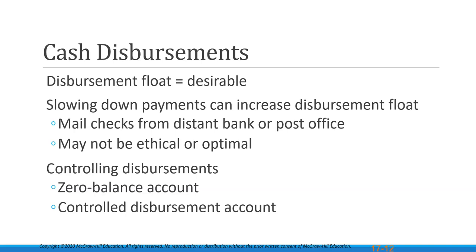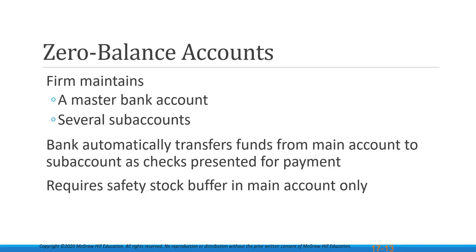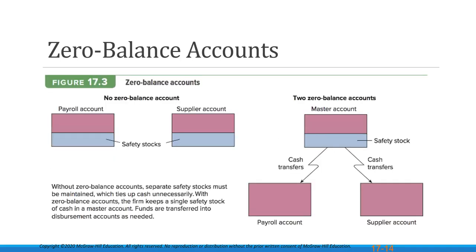Different ways that we can control disbursements are with zero balance accounts and controlled disbursement accounts. So zero balance accounts are where the firm maintains a master bank account and several sub-accounts. The bank transfers funds from the main account to the sub-account as things are presented for payment. So here's an example of that. We have a payroll account and a supplier account. We really don't keep very much money in there. We just keep a little bit of safety cash in there, a couple hundred dollars. And then when our payroll is processed, we find out what the amount of the payroll is, either internally or from our payroll company, and then the bank transfers the amount of the payroll 2 days before the payroll processes. Same thing with the suppliers. That's a zero balance account.